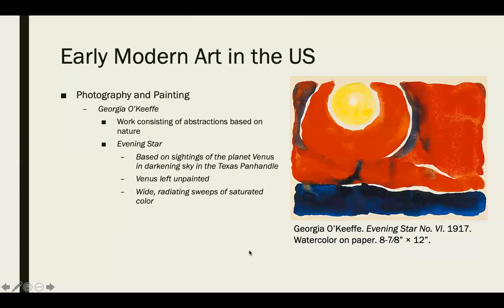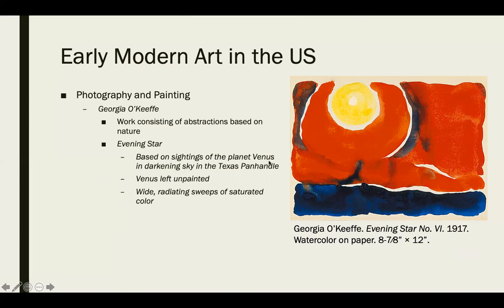Some more photography and painting and early modern art. Georgia O'Keeffe, who we probably all know the name, but maybe don't know a lot of her work. Her work consists of abstractions based on nature, and she has a pretty intense simplification of her art as well, like we see here. This is Evening Star.